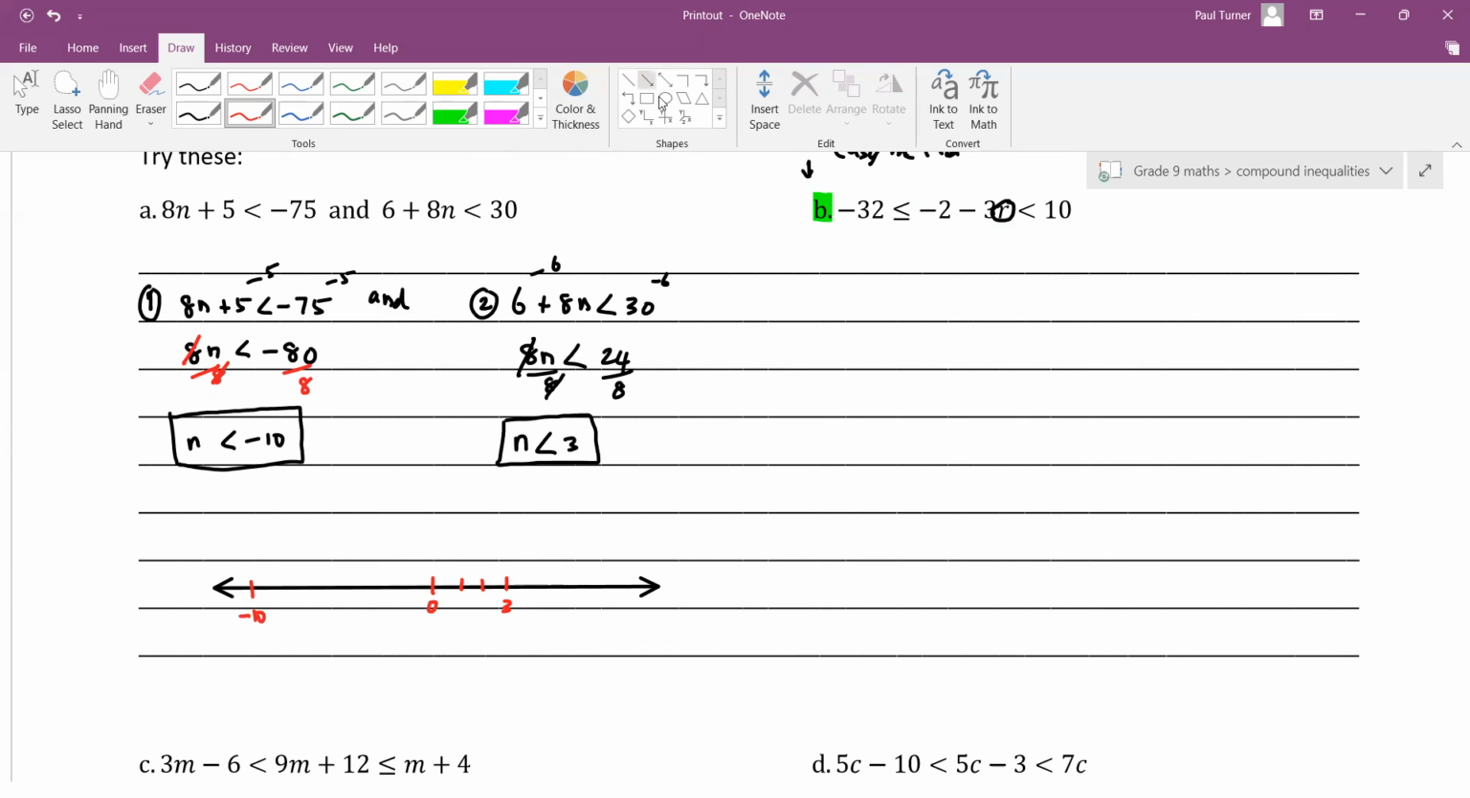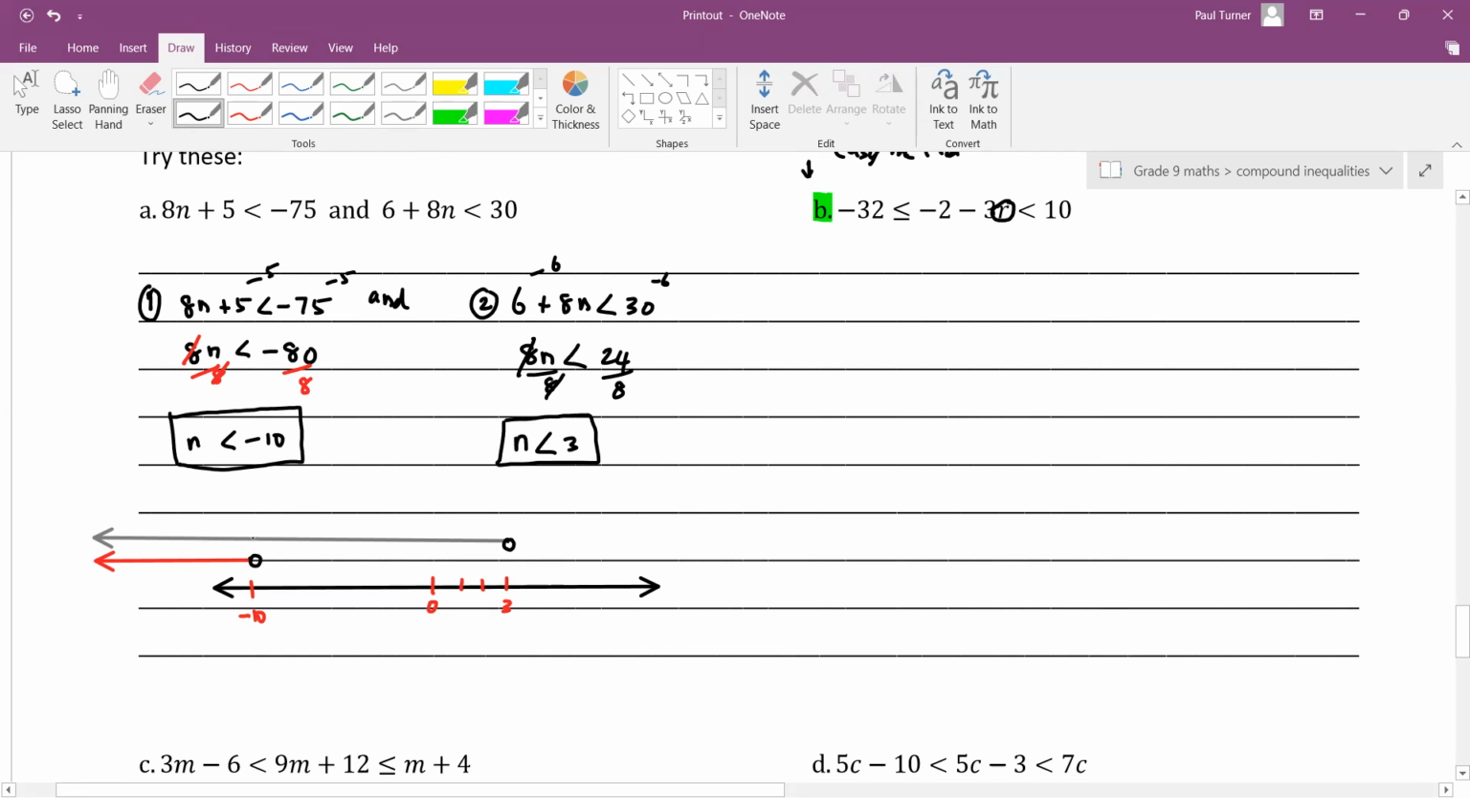So let's put some lines in. The first one says less than negative 10, so that's obviously going to go in this direction. And the other one is from 3. So let's draw that one like that. Let's just bring the arrows together there. On the endpoints, they're both less than, so that and that.